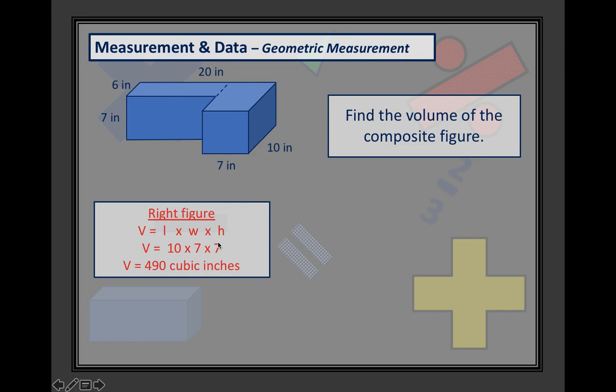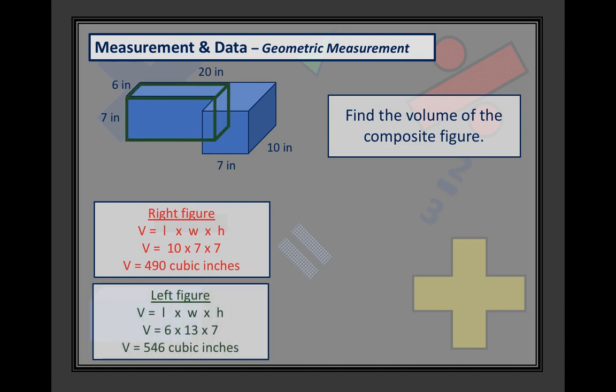When I multiply 7 times 7, I get 49. And then 49 times 10 gives me 490 cubic inches for the volume of just the right figure. Now let's look at the left one.